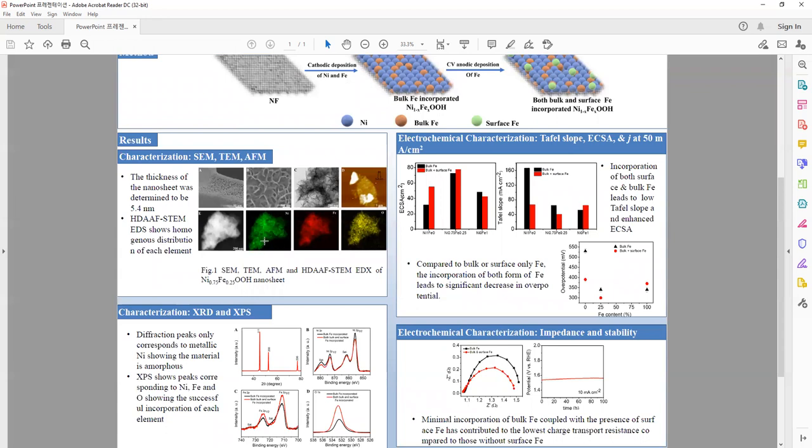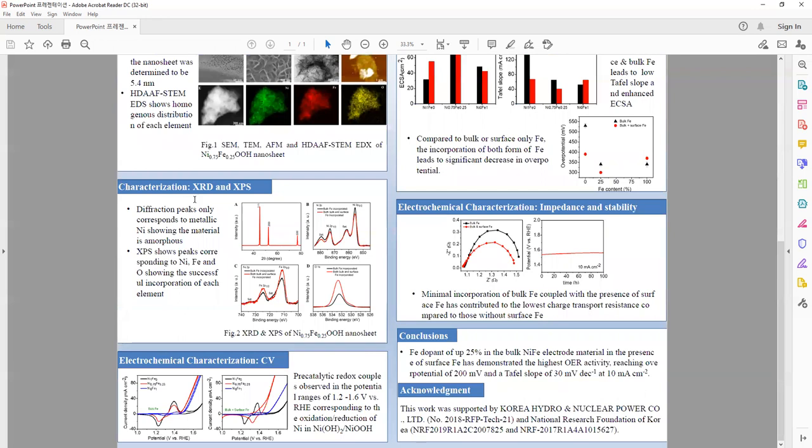We also tried to confirm the composition of the material using EDS. The material is uniformly deposited across the surface of the nanomaterial. The other characterization is using XRD and XPS. From the XRD, diffraction peaks only correspond to metallic nickel, showing the material is amorphous in nature. So we confirmed the material is amorphous. The other one is the XPS. The XPS also confirms the peaks corresponding to nickel, iron, and oxygen, showing the successful incorporation of each element within the nanosheet.